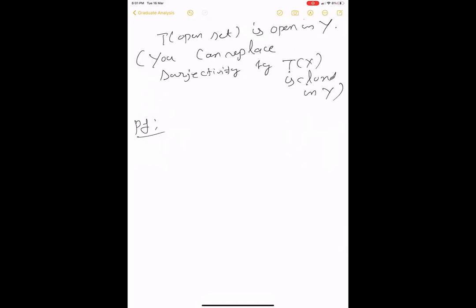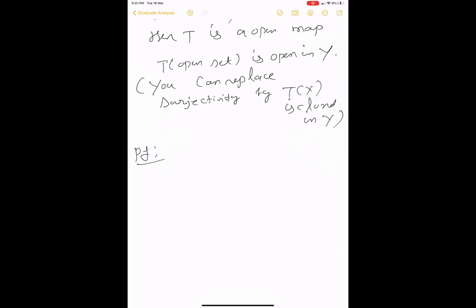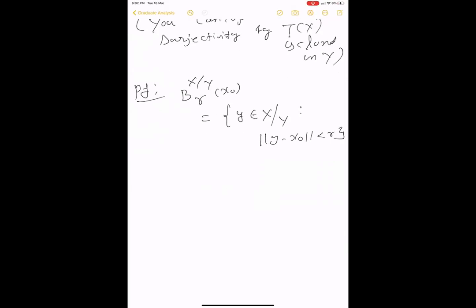So what do we want to prove? We want to prove that T of any open set is open. But any open set is a union of open intervals or open balls. So it's enough to prove that T of any open ball is open. I use the letter X or Y. B_R(x_0) equals all those y in X such that the norm of y minus x_0 is less than R. It's just the open ball around x_0 with radius R. So it's enough to prove T of any B_R(x_0) is open in Y.